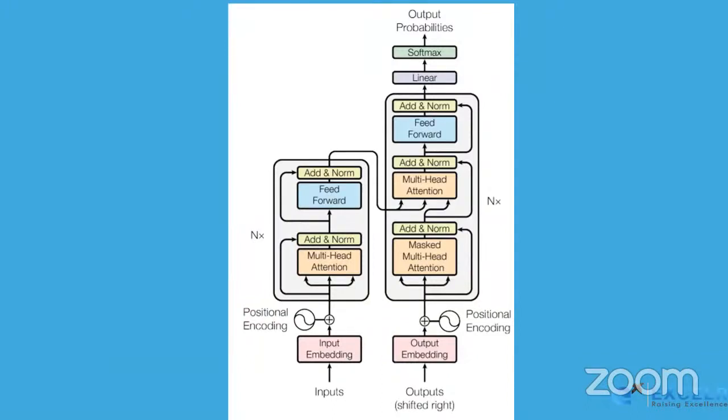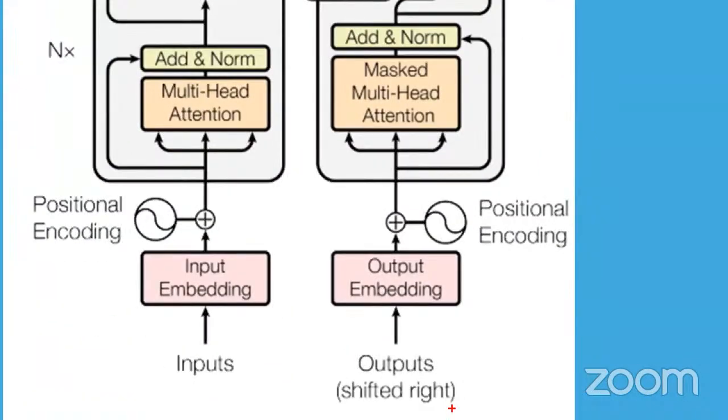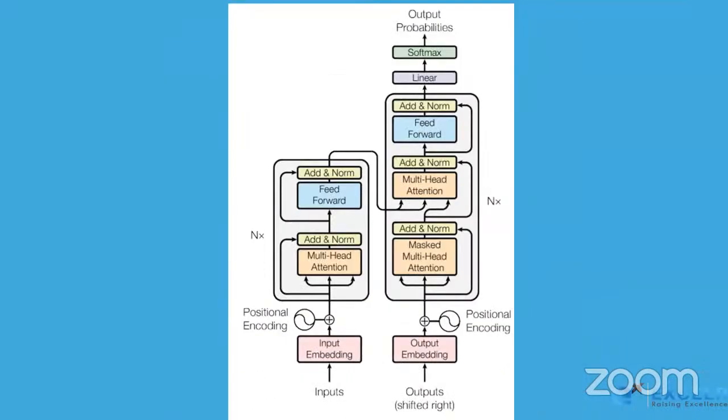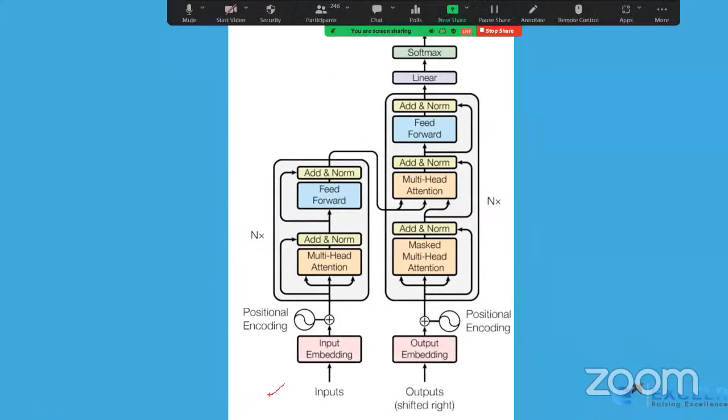As I told you, this is the important architecture which you want to keep in mind, because everything is built on top of this. So here you can see the transformer usually has two blocks. One is the input block, another is the output block. Input is going to be the actual sequence you give, and output is going to be the expectation.